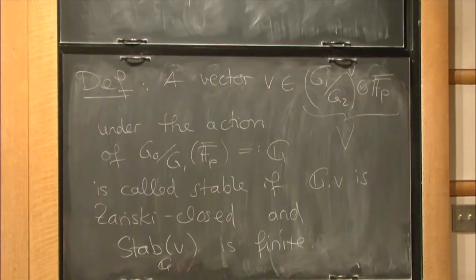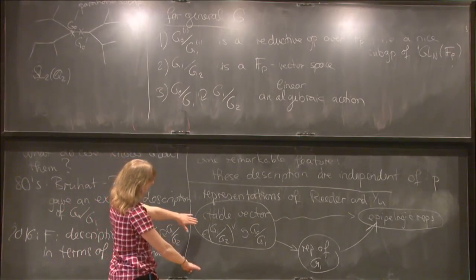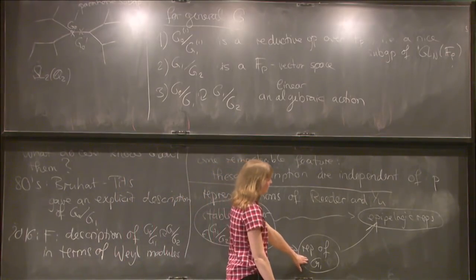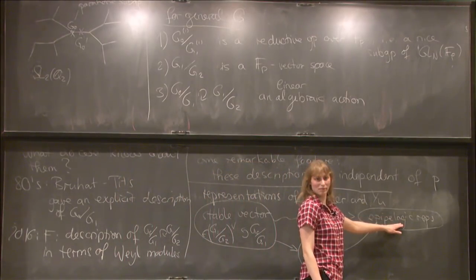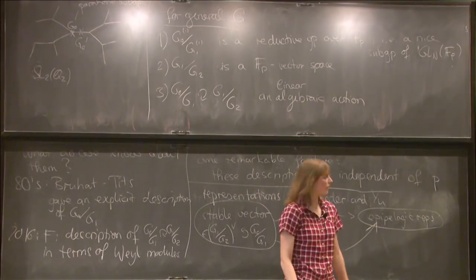That means if we start with this, we can plug it in here, get a representation of a compact open subgroup, and get supercuspidal representations out of it.